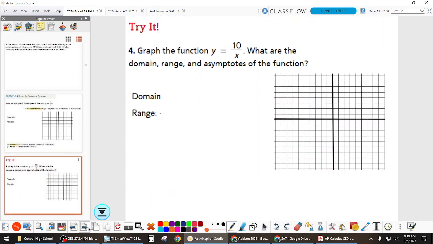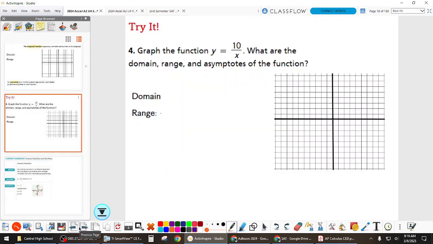Tell me what you think. I already mentioned this. Let's see if you picked up on it. What do you think this 10 does to our reciprocal function? I said it earlier. Let's see if you picked up on it.